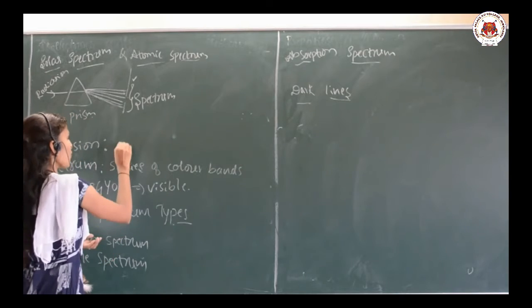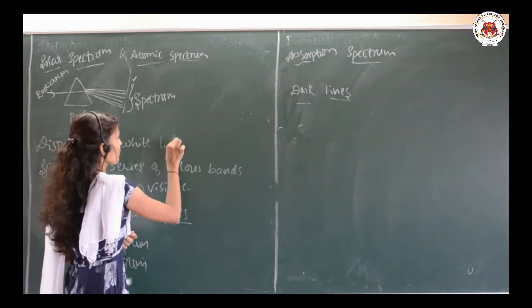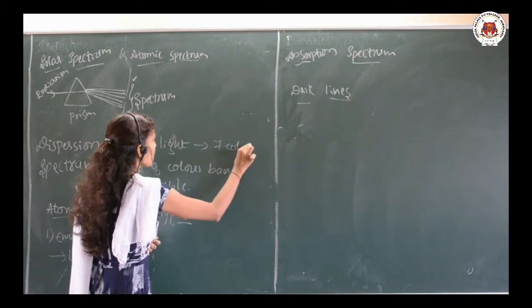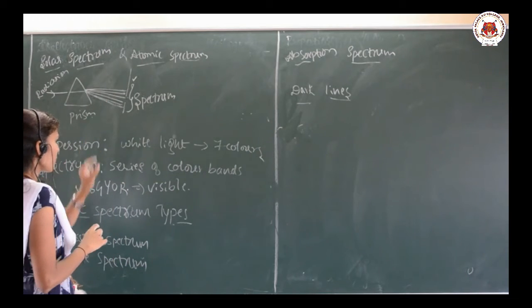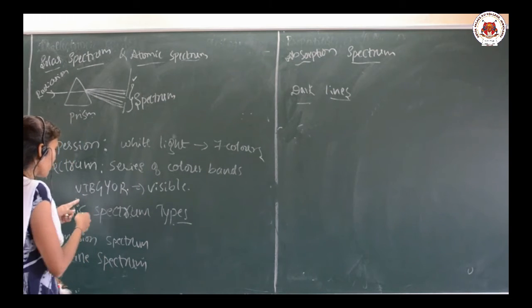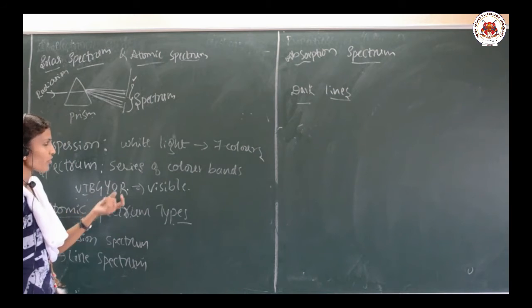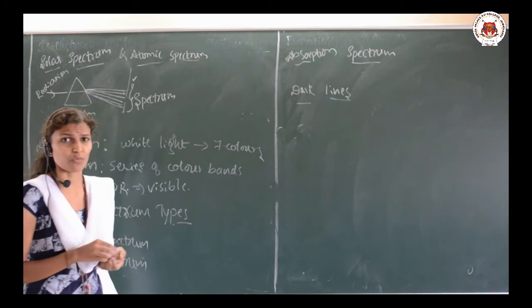When the white light splits into 7 colors, that is what we call dispersion. And these 7 colors are obtained in the visible region, that is violet, indigo, blue, green, yellow, orange, and red. All these are different colors of different wavelength and frequency that we get in the visible region.